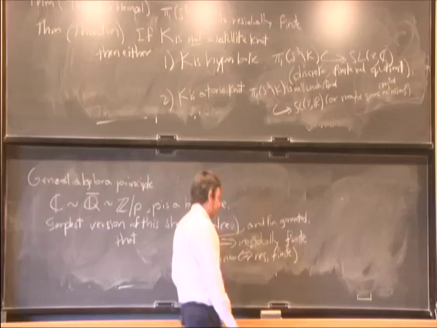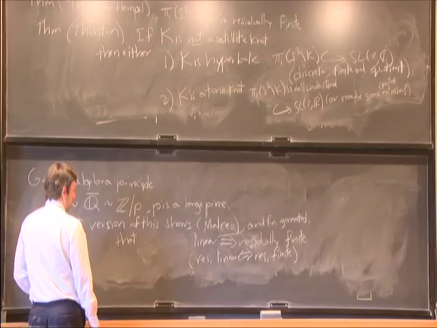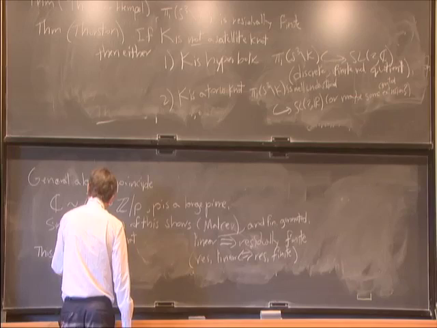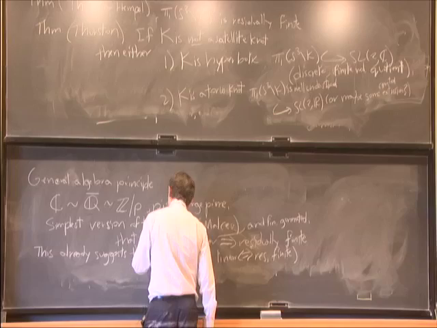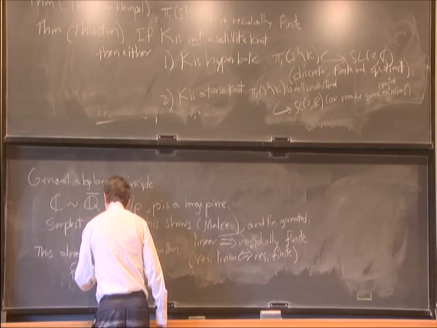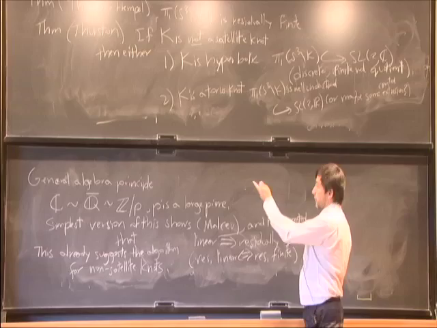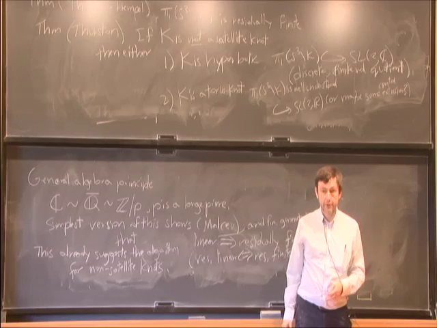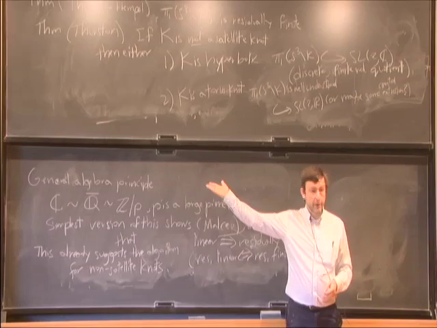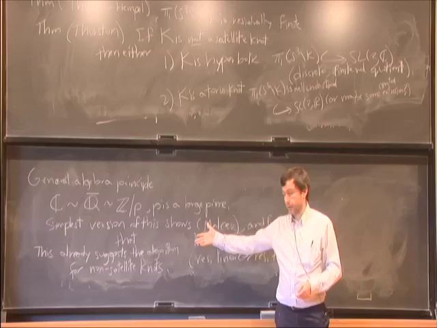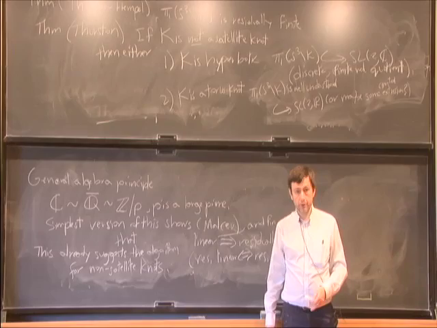Okay. So you can already see, this already suggests the algorithm for non-satellite knots. Okay. And this theorem of Thurston is now roughly 30 years old, and not that many people learn how to prove it, but a lot of people learn the statement of the theorem. And for a lot of knots, the ones that aren't satellites, you already have the idea.